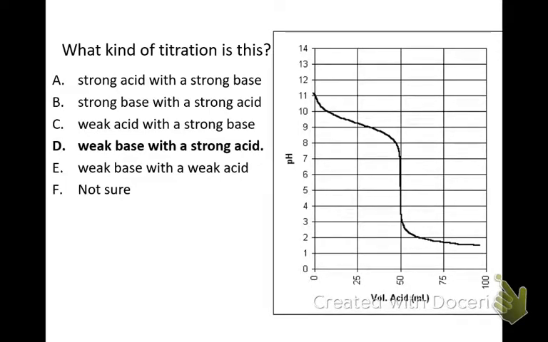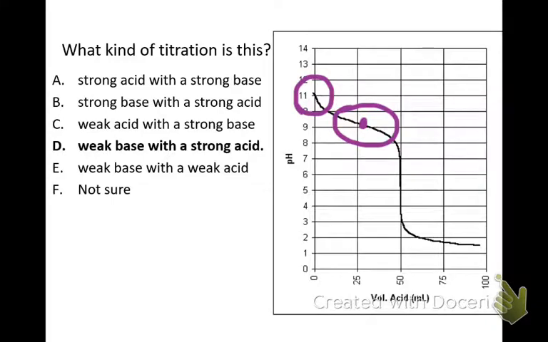Here we have the titration of a weak base with a strong acid. We know that it's a weak base because our pH starts basic. So when we have no added acid, we see that we have a pretty high pH. We also know that we have a weak base because we see here this inflection point where the concavity changes.